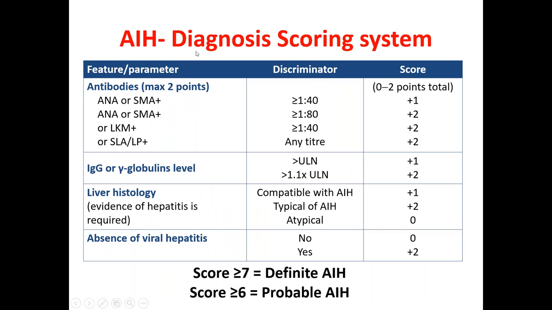Now, in order to facilitate diagnosis of autoimmune hepatitis, a scoring system has been developed, which has changed over a period of time. And nowadays, a simple scoring system is being used. This is based on four features. You look for autoantibodies, IgG levels, liver histology, and absence of viral hepatitis. On the basis of this, you use scoring. We look at the titer of the antibody, and depending upon that, scoring is given, then how much the globulin levels are raised, and on liver biopsy, whether it is compatible with autoimmune hepatitis, typical or atypical. We label it definitive autoimmune hepatitis if the score is 7 or more, and probable if the score is 6 or more.